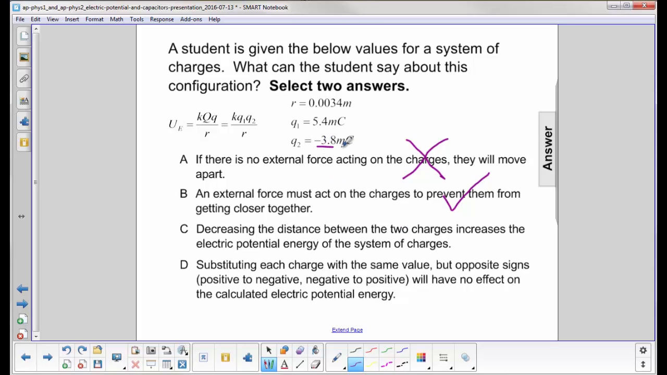So you might think this is correct. However, it's getting greater in the negative direction. You're getting a greater negative potential energy. That means the potential energy is actually decreasing. So this is not correct.